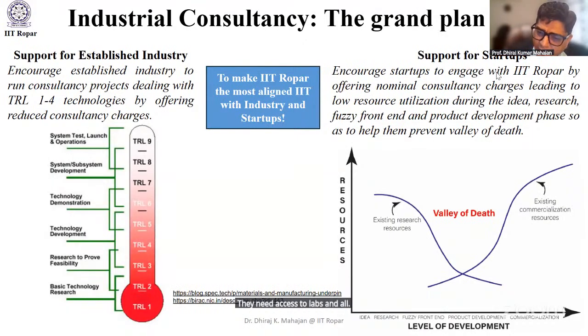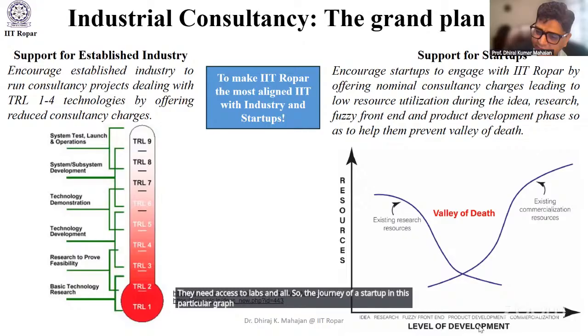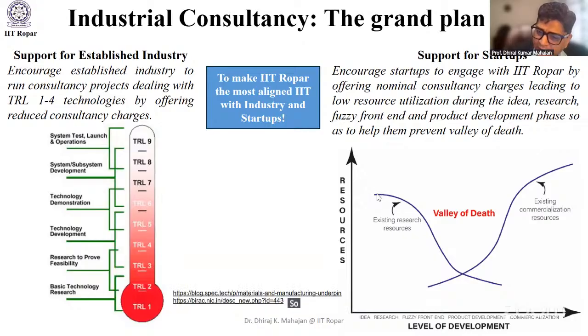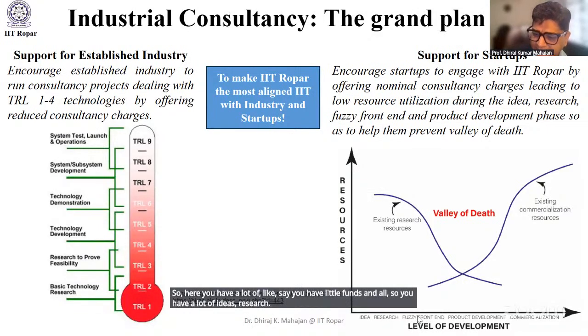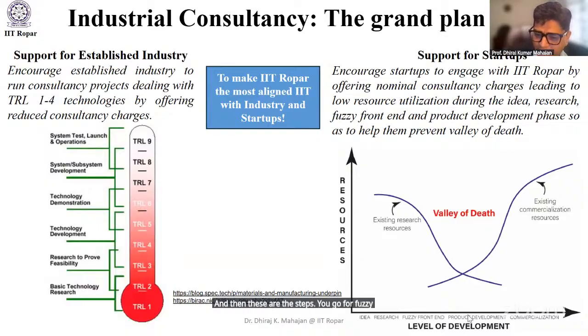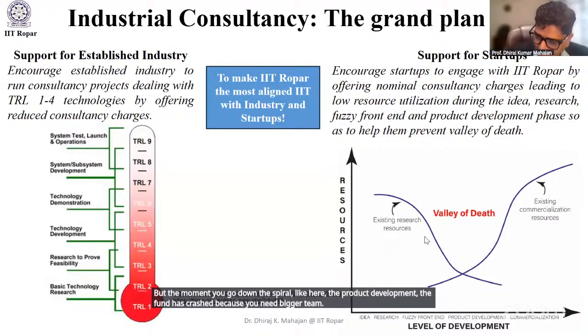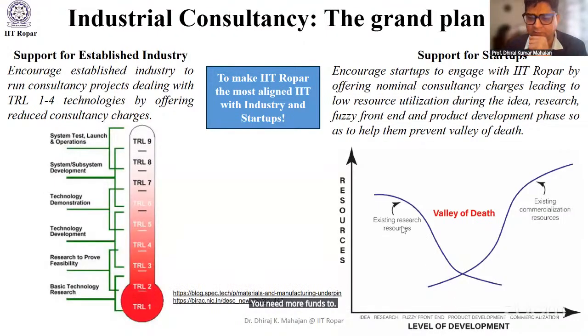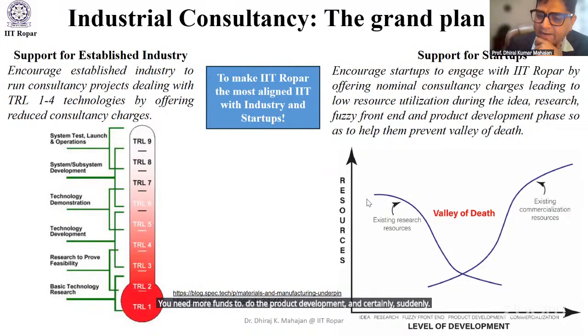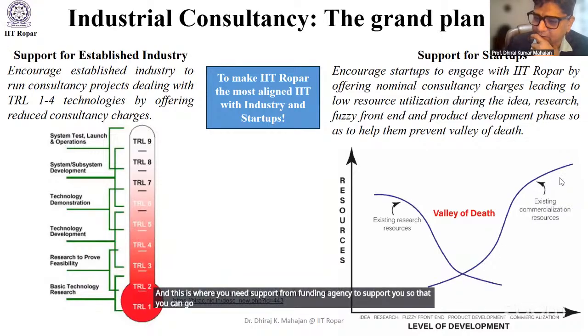So the journey of a startup in this particular graph, resources versus level of development: you have little funds, but a lot of ideas and research, and then these are the steps. You go for the fuzzy front end and then product development. But the moment you go down the spiral, at product development the funds crash, because you need a bigger team and more funds, and suddenly from the idea you get into the valley of death. This is where you need support from a funding agency so that you can get out of this valley of death.